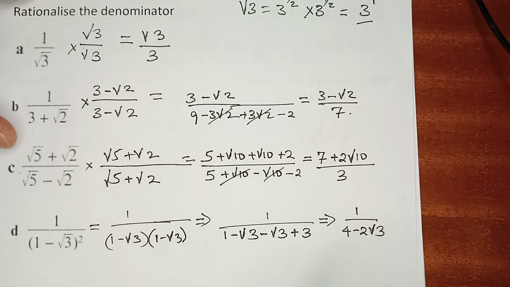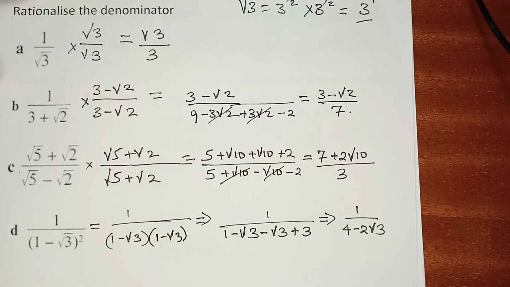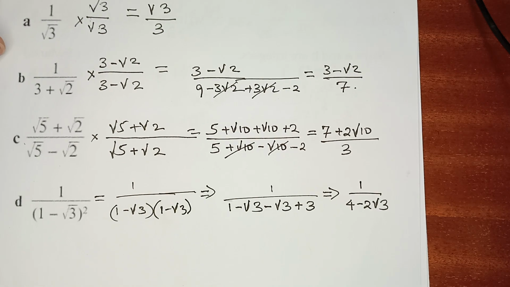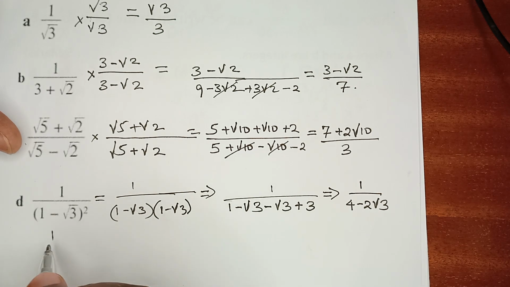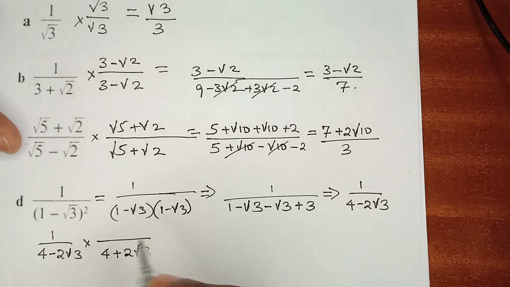You will see that the denominator is already an irrational number. So we need to come back and rationalize the denominator. So we have 1 over 4 minus 2 root 3. The conjugate now happens to be the denominator with the opposite sign, 4 plus 2 root 3. This is just multiplying the original term by 1.